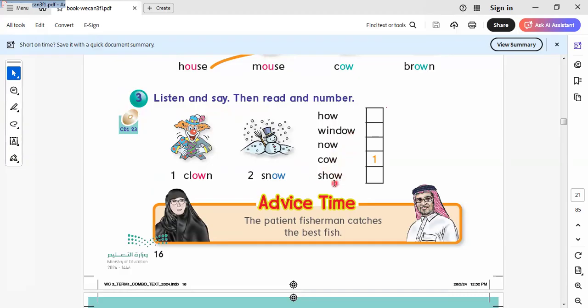Here is cow, here is clown, snow, show. Clown, snow, show. Cow, now, window, how. Cow, now, window, and how.